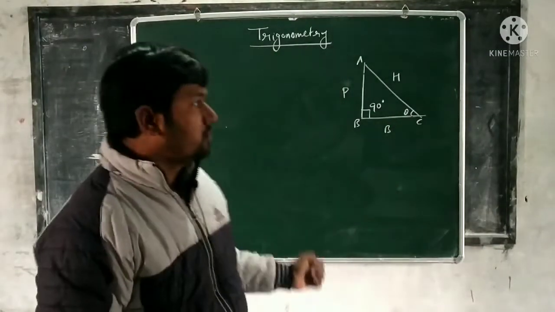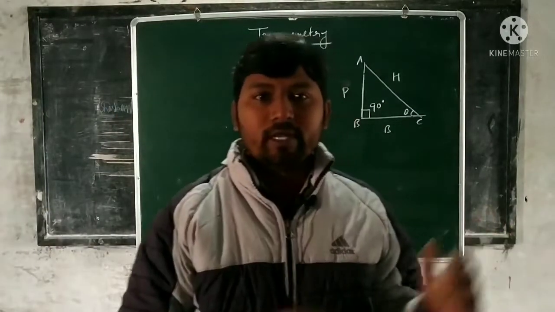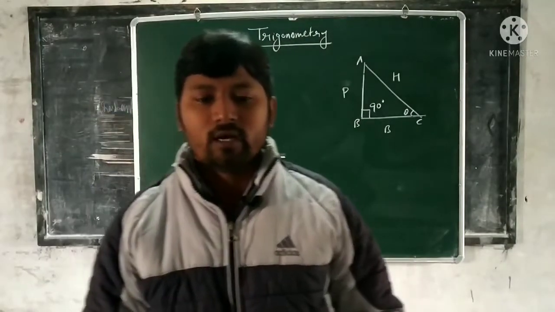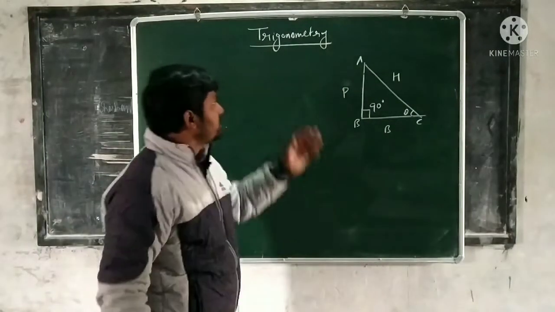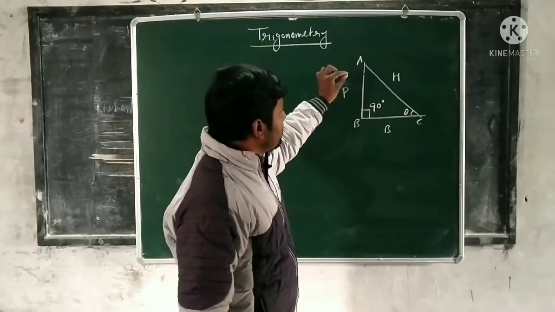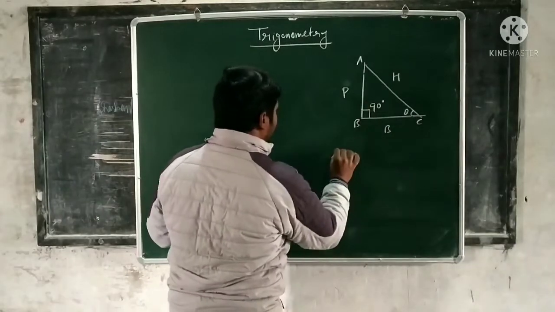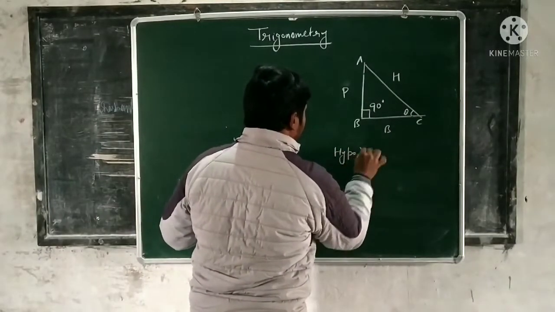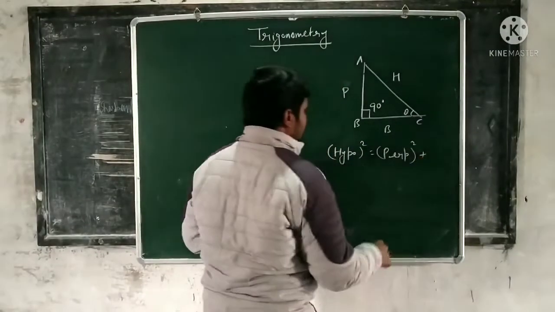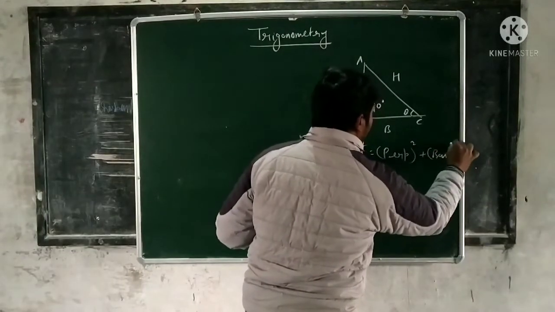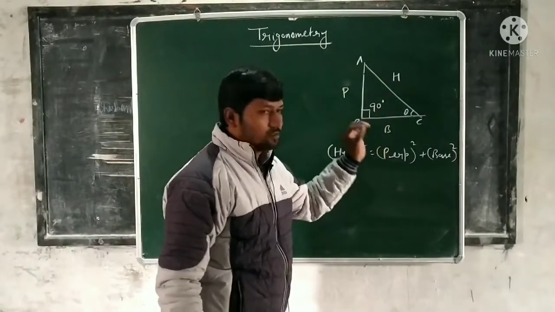Now, what is the use of trigonometry? We measure the height of a building, height of a tower, height of a mountain, etc. Firstly, in trigonometry we use the Pythagoras theorem. Pythagoras what? Hypotenuse square is equal to perpendicular square plus base square.